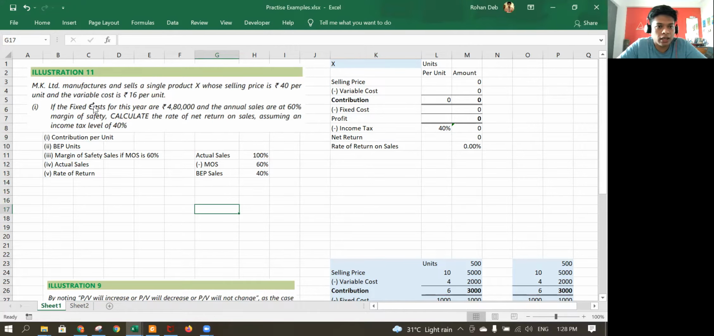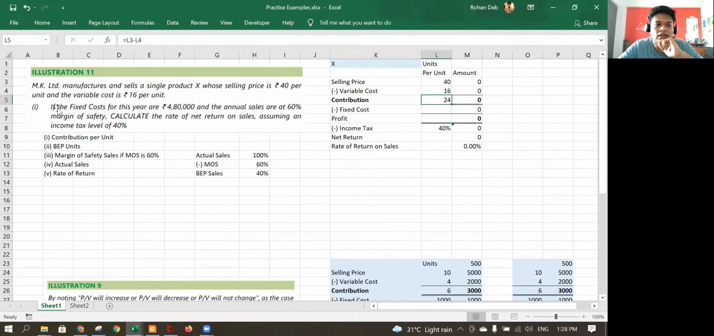Okay, so to calculate the rate of return, I've split it up into multiple small parts. I would suggest that you do these things because it helps you formulate the steps in which you have to proceed. So first, a very simple question: how much is the contribution? How do you calculate the contribution? Selling price minus variable cost. Selling price is 40, variable cost is 16, so my contribution comes to 24. This is very easy. I hope everyone gets this part.